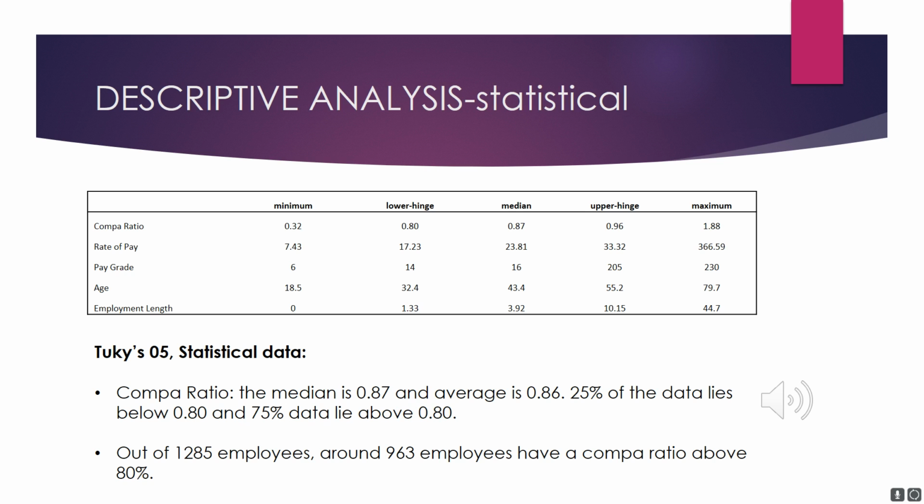One part of our descriptive analysis was using statistical analysis. Reviewing our data, we found that the median of Compa ratio is 0.87. The average is 0.86. We found that 25% of the data lies below 0.80 Compa ratio, and 75% of the data lies above that 0.80 Compa ratio. That tells us that out of 1,285 employees, about 963 employees have a Compa ratio that is above 80%.